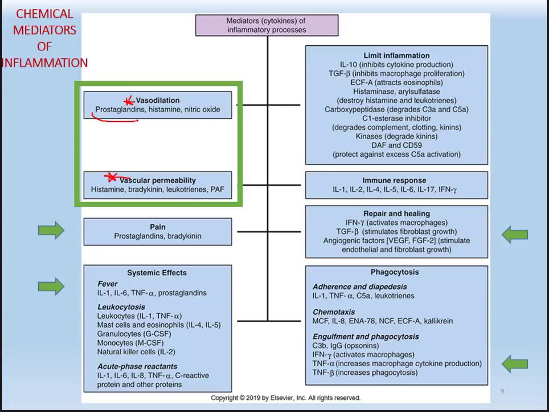We have prostaglandins, and those are local hormones, if you remember from anatomy and physiology. Vasodilation also occurs because of the release of histamine, which is released from granules when they degranulate, and nitric oxide as well. In terms of vascular permeability, which really is that endothelial retraction, this is permitted also by histamine, by bradykinin, by leukotrienes. And PAF, which is platelet activating factor, which is really a pro-inflammatory mediator in inflammation.